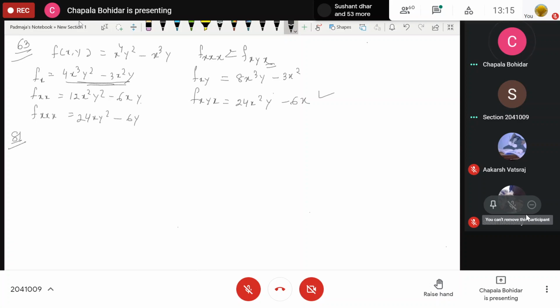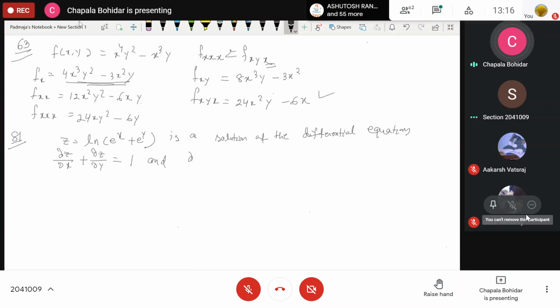Verify that the function z is equal to ln of e to the power x plus e to the power y is a solution of the differential equation, that is del z by del x plus del z by del y is equal to 1 and del square z by del x square times del square z by del y square minus del square z by del x del y whole square is equal to 0.